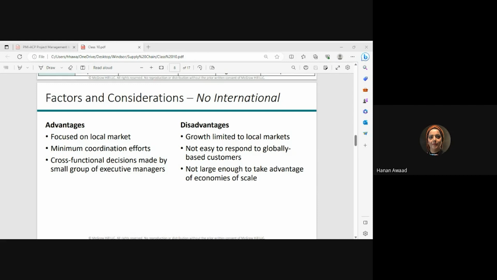Some of the factors and considerations in this type: we have a local market focus, of course. So the company concentrates its resources and efforts on just serving the needs of this local market. And this could be due to several reasons. I'm a very small business. I'm a shop at the corner. I cannot expand even to the next neighborhood. Lack of expertise: I'm just a cook who can cook ethnic food.